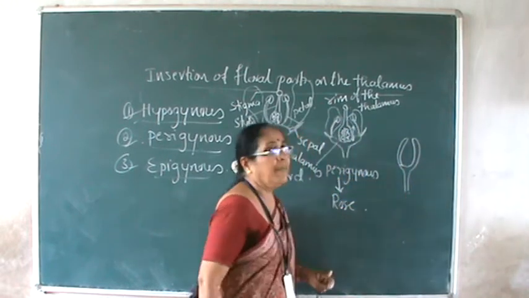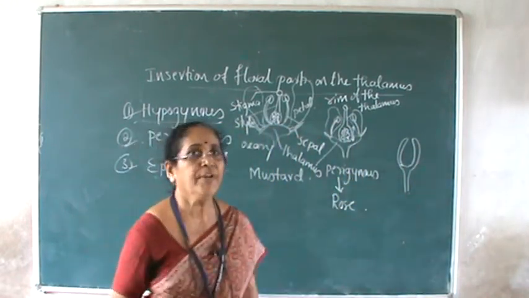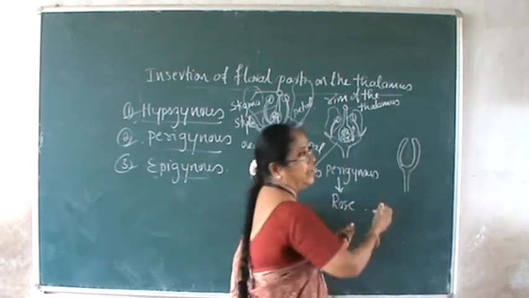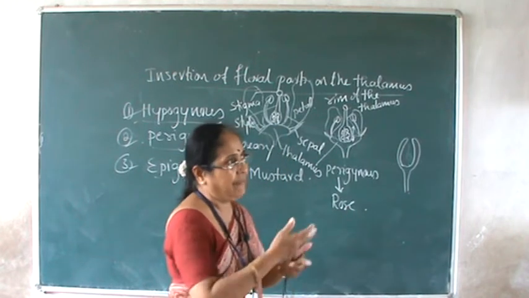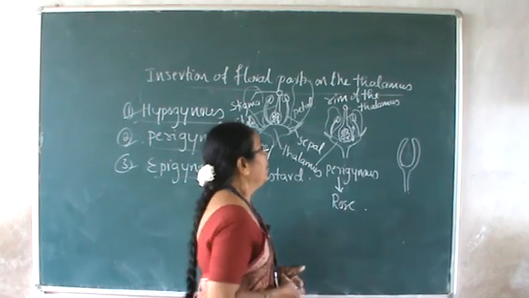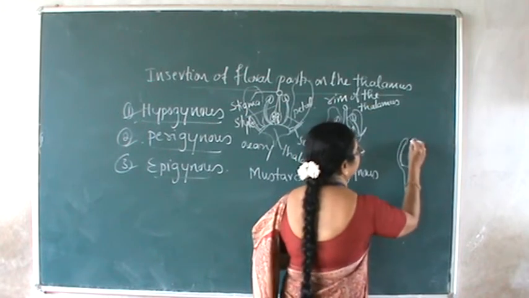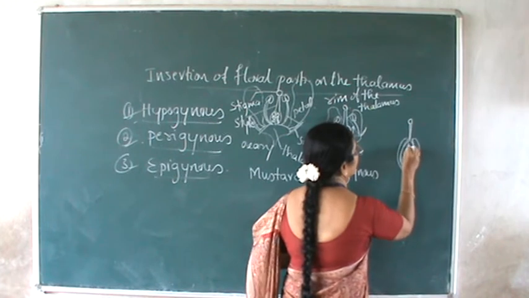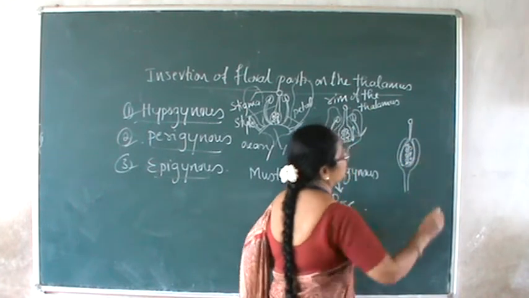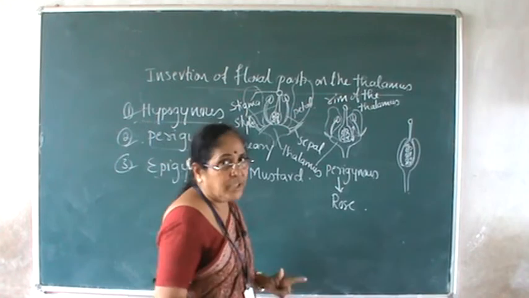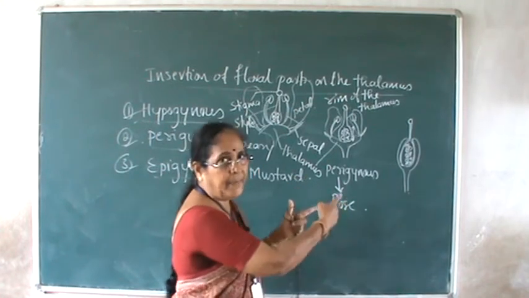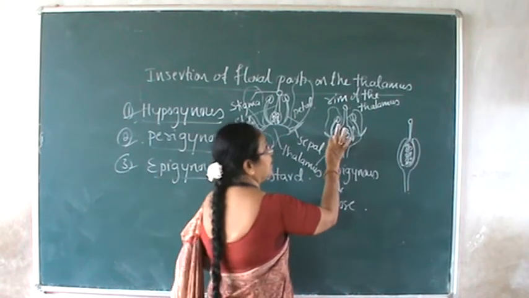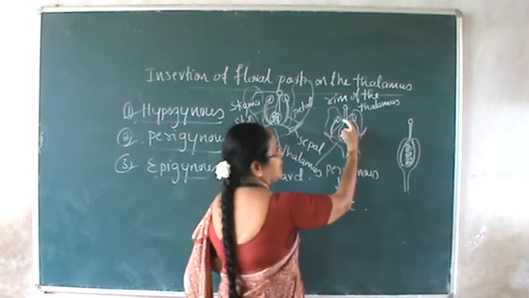Thalamus is going to change its shape now. Entirely different. The thalamus becomes a cup with a deep depression. It's a cup-like structure having a deep depression in the center. And inside this thalamus cup, the ovary is situated. Can you make out the difference between epigynous and perigynous flower? In case of perigynous flower, half of the ovary is embedded in the thalamus, half stands above the thalamus.